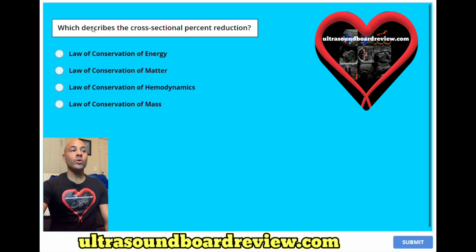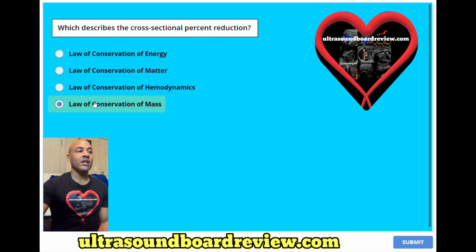Question 107. Which describes the cross-sectional percent reduction? A, law of conservation of energy. B, law of conservation of matter. C, law of conservation of hemodynamics. Or is it D, law of conservation of mass? The answer is D, law of conservation of mass.